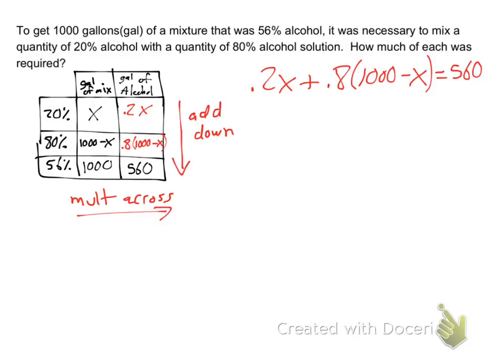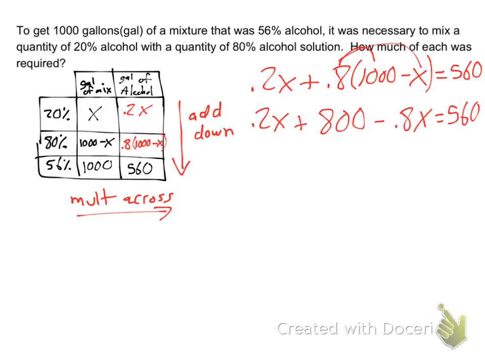560. One equation, how many variables? One variable. Therefore, you can solve it. I'm going to give you guys a minute or two to solve that. So, 0.2X, not changing, plus 0.8 times 1,000, 800, minus 0.8X, equals 560.